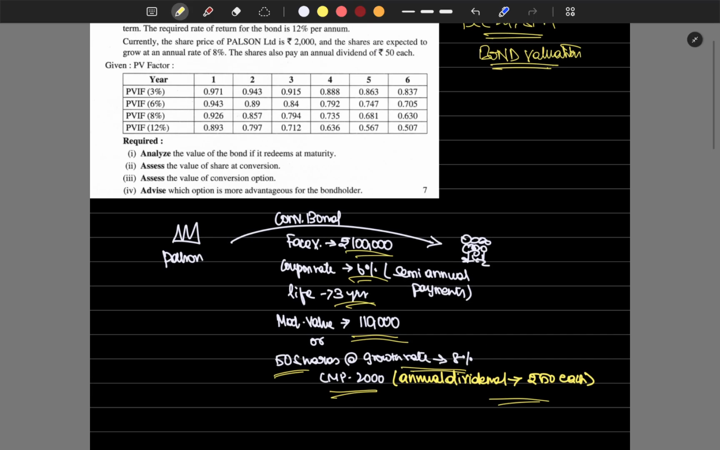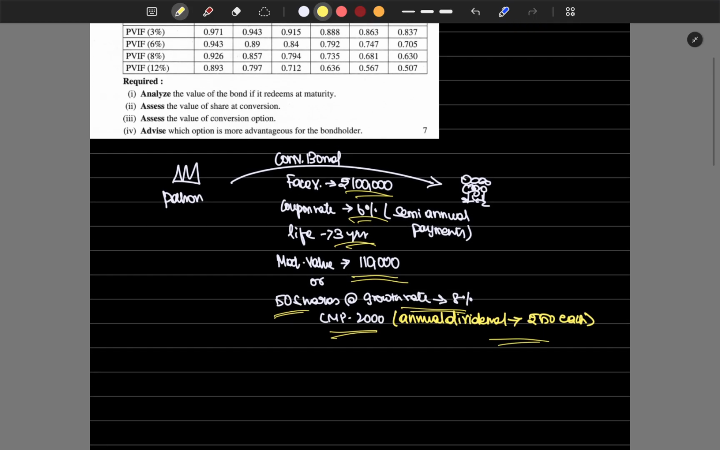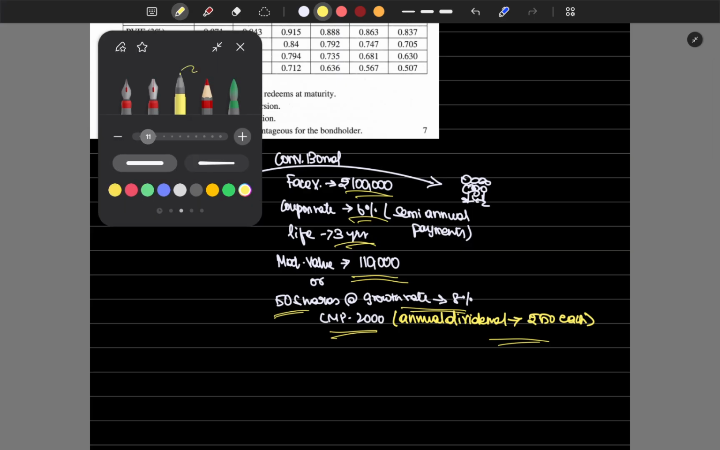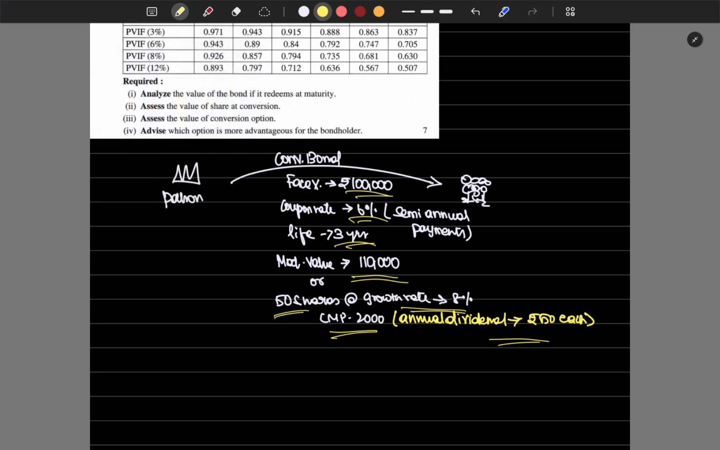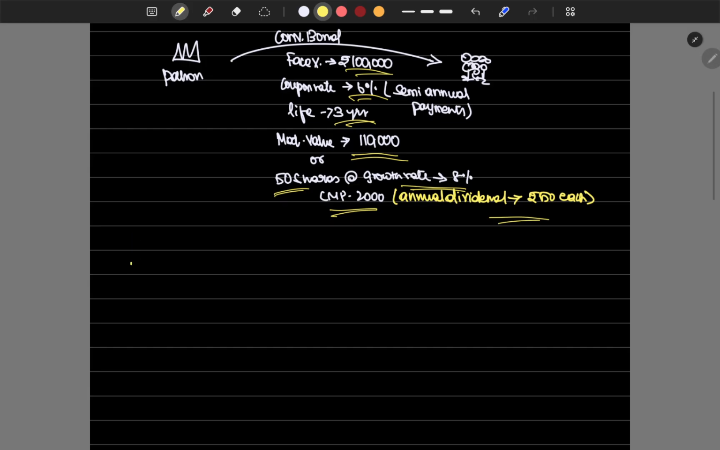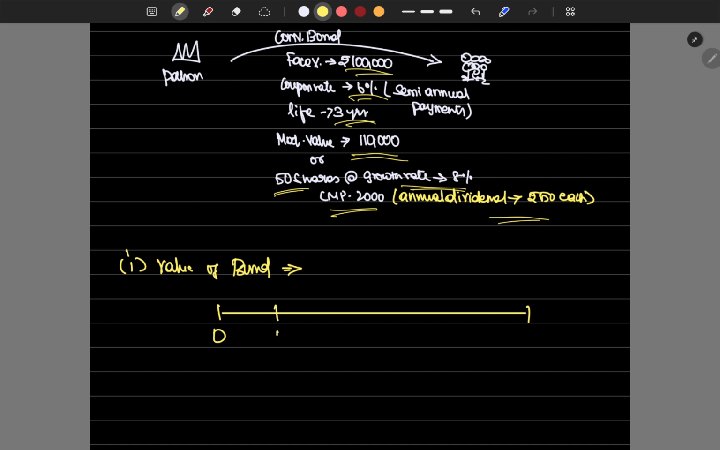The first thing we have to find out is the value of the bond. Very simple. We saw this in the previous problem also. What's the value of the bond? At time 0, we will draw the timeline. We are receiving the interest semi-annually: 1, 2, 3, 4, 5, 6.